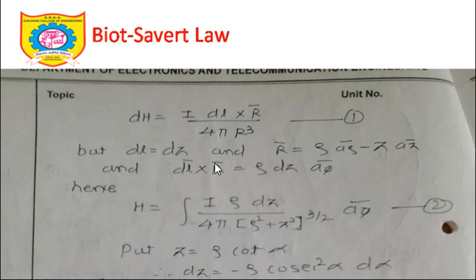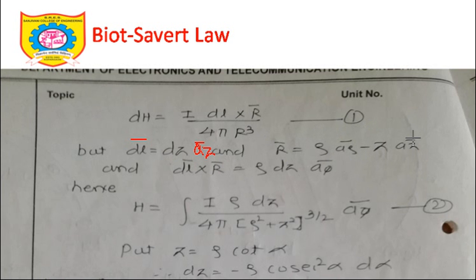That is clear. Now dL bar cross R bar, I will just explain it once again. See, dL bar is dz az bar. Why is it dz az bar? Because the line current distribution is along the z axis. So dL bar I can write as dz az bar, and I want to take this dz az bar cross with rho a rho bar minus z az bar. So dz into rho, it is rho dz az bar cross a rho bar.